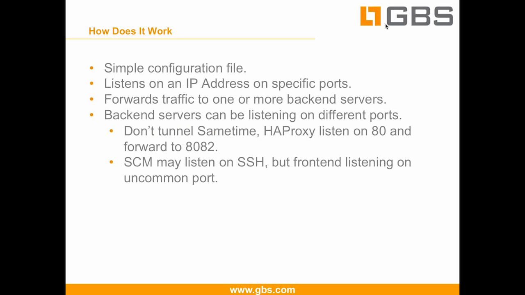Basically, you listen on an IP address for specific ports, and you can forward the traffic to one or more back-end ports, just like any IP sprayer. The back-end servers can be listening on different ports. For instance, you might not want to set up tunneling on your Sametime community servers, but you may want users to be able to connect on port 80. So in this case, you could have the HAProxy listen on port 80 and then send back-end traffic to 8082 or any other ports that you may want to.